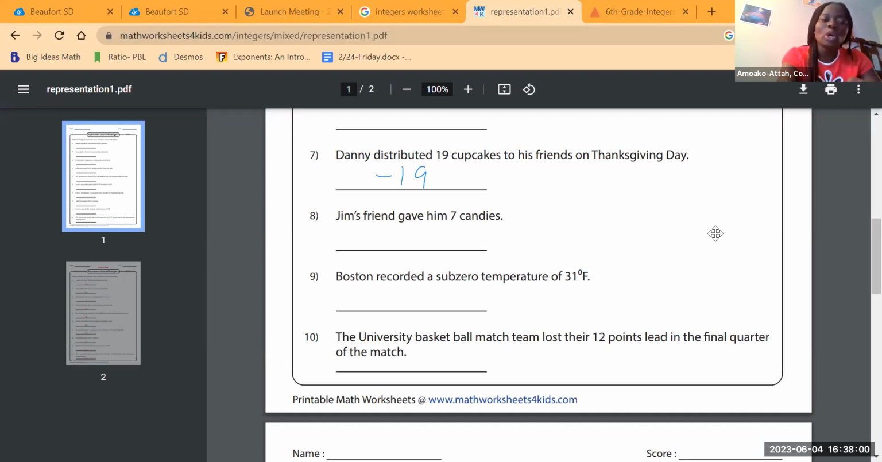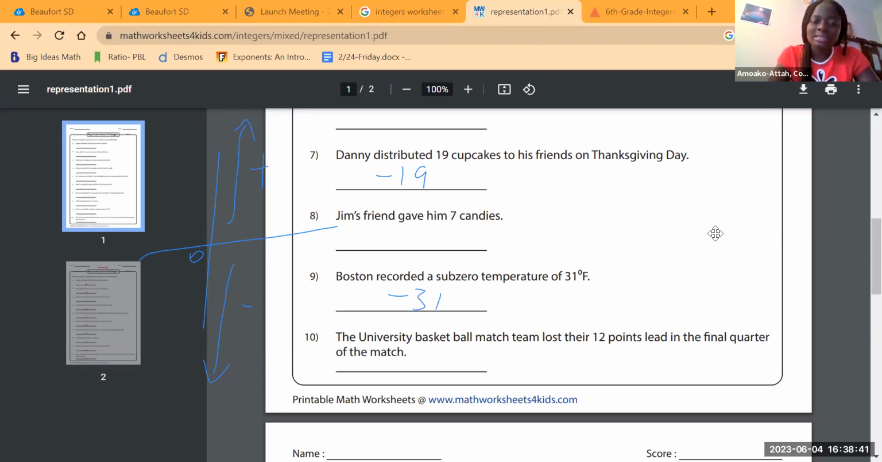Boston recorded a sub-zero. Sub-zero means below 0 degrees. As compared to the number line, a value that falls below 0 degrees becomes a negative value. Above 0 degrees becomes positive values. It is the same thing. You try to relate it to whatever you've learned. So the number 9 says, so this is minus 31.